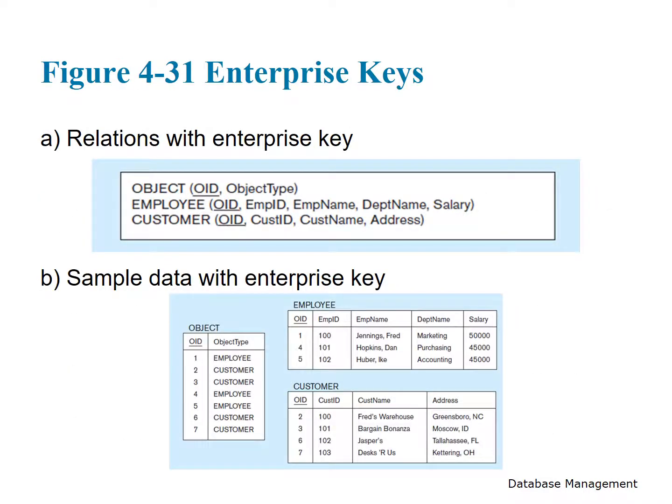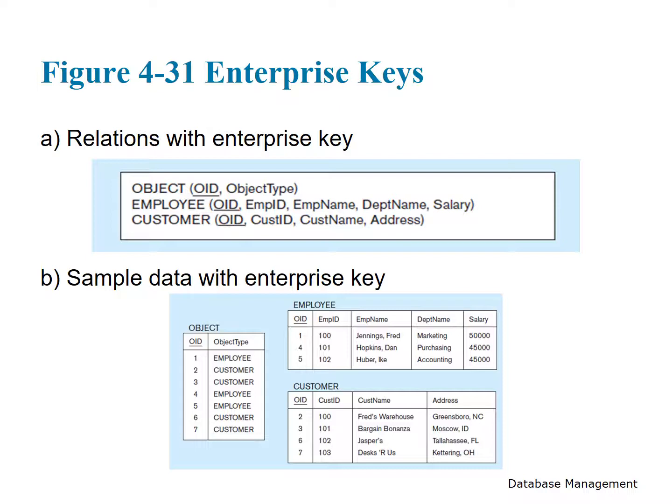Figure 4-31, enterprise key. Relation with enterprise key. There are OIDs. Same data with enterprise key. Also there are objects: OID, employee OID, and customer OID.